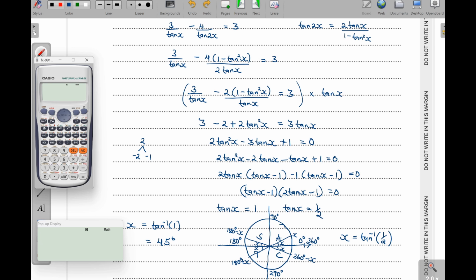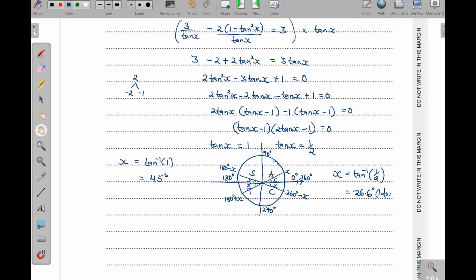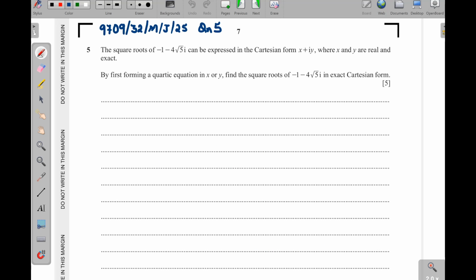Remember, the mode of your calculator has to be in degrees, so shift then tan, we get the arctan of 0.5. That one will give us 26.6 degrees. That is to 1 decimal place. So meaning the two answers we have for x here are 26.6 and 45 degrees. As simple as that.